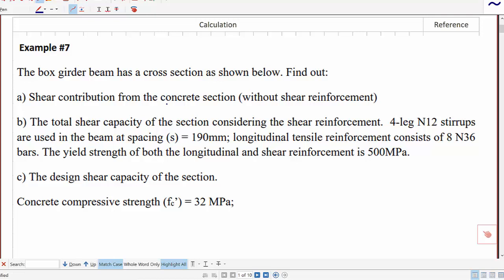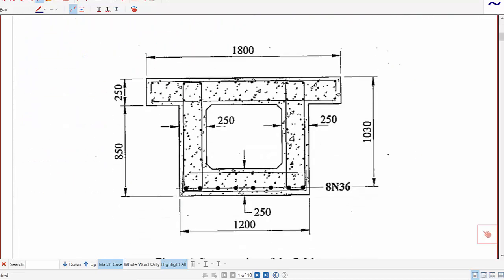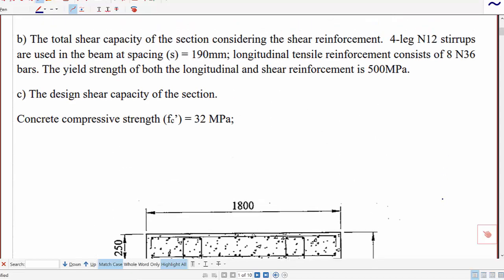So in example 5, we are asked to find the shear capacity of the box girder beam as shown below. This is the figure of the box girder beam, and we have to find the shear capacity by first computing the shear capacity of the concrete section alone, and then finding out the contribution from the stirrups, and adding them together we can find the ultimate shear capacity of the section, and then find the design shear capacity.